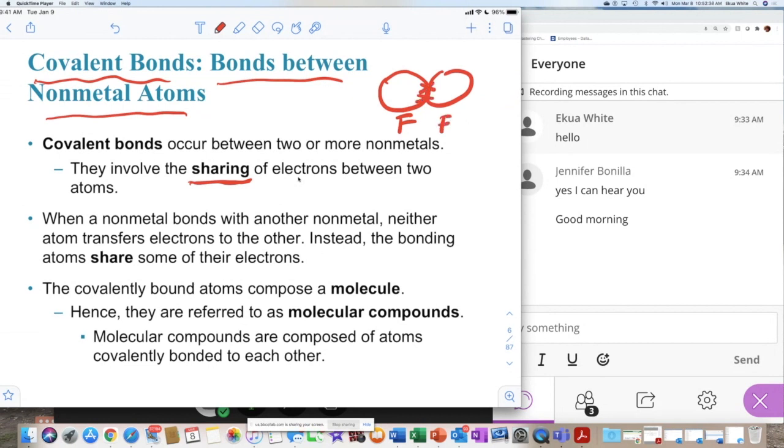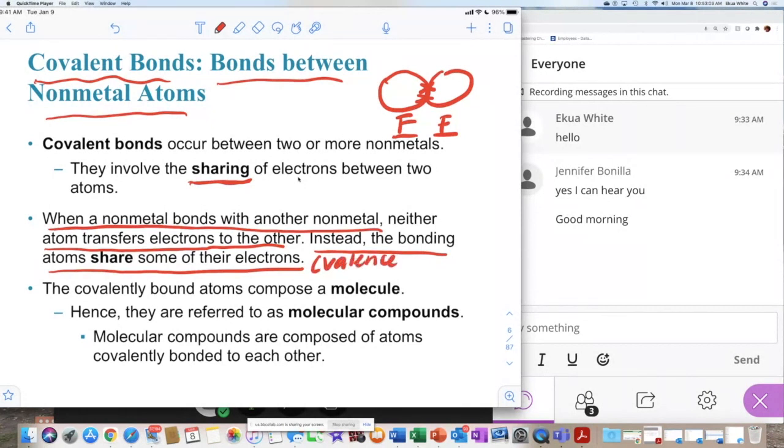This is kind of the old school way of showing it, right? The electrons are shared together, and that's how they form a bond because neither element wants to give up their electrons. They're both small. So we're told when a nonmetal bonds with another nonmetal, neither atom transfers the electrons to the other. Instead, bonding atoms share some of the electrons. And usually they share the valence electrons, the ones that are easily moved around for the sake of forming a bond.